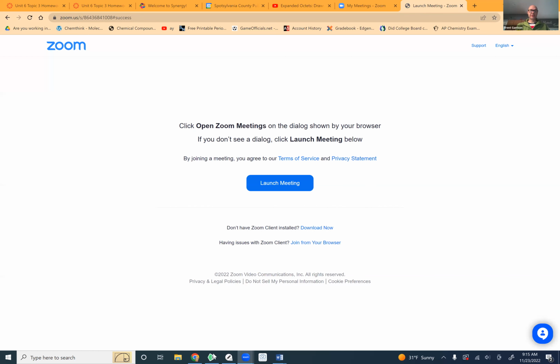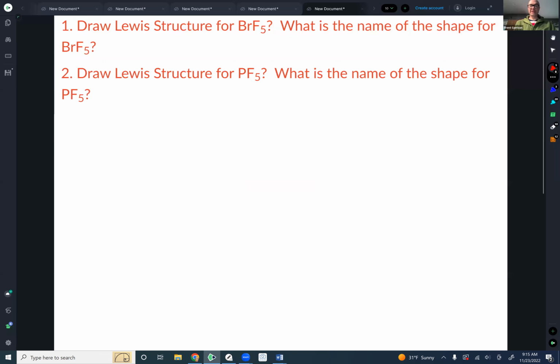All right, so here we go. You have two of these Lewis structures that we need to draw and then figure out the name of their shape to go along with it. So how do we know that these are expanded octets? That's the first thing. Why do you not just go ahead and put them into the regular want minus have formulas and figure it out?